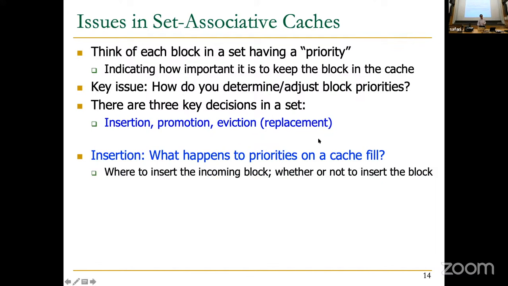So basically, insertion encompasses where to insert the incoming block. You can also decide not to insert the incoming block. There's another management decision you make over here. If there's some information that you may have, for some reason, that says this block is not going to be reused into the future at all, don't insert the block into the cache. Basically, if this block doesn't have locality, temporal or spatial. The question is, how do you get that information?